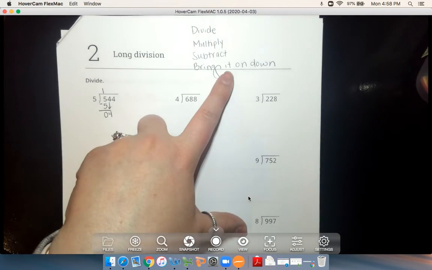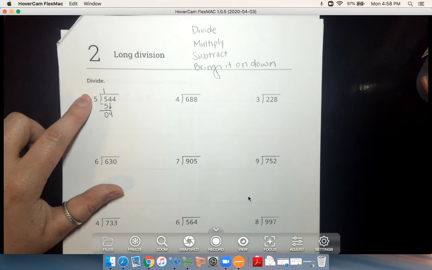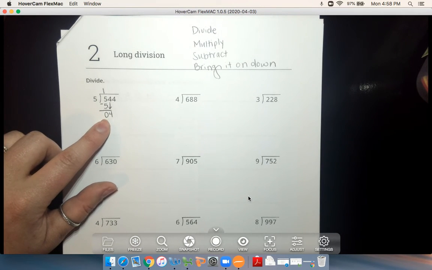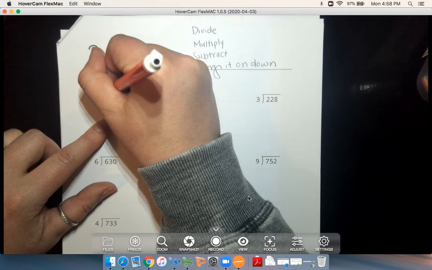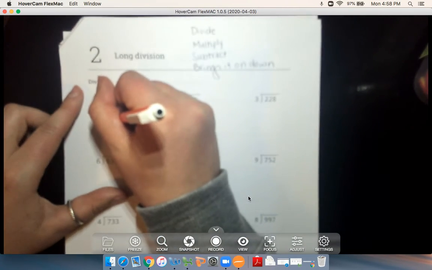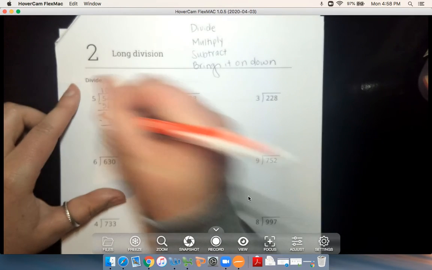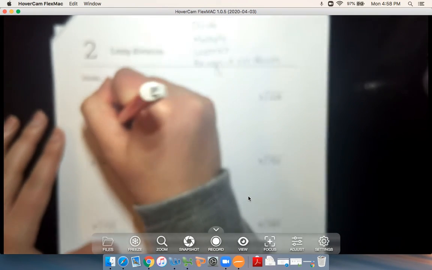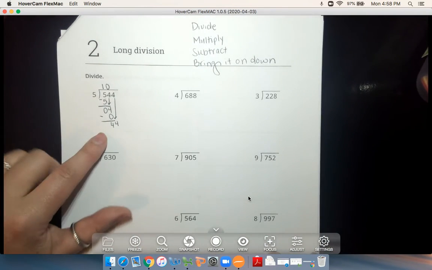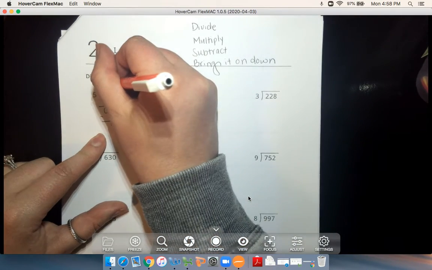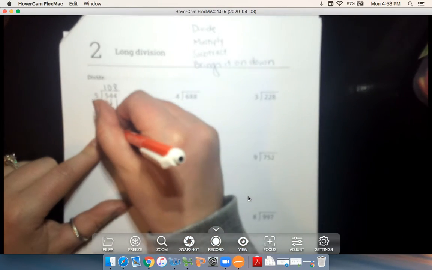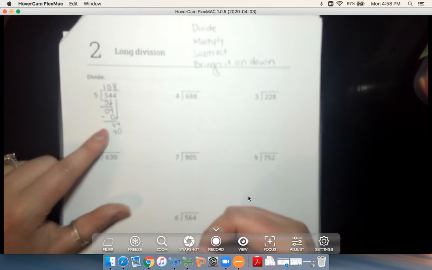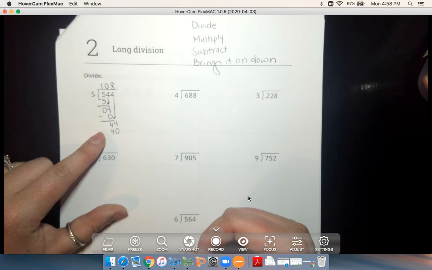Okay, bring it on down and bring it on back, right? So now I'm asking myself, how many 5s fit in 4? Well, none, right? 5 times 0 is 0. Subtract. Bring it on down and bring it on back. How many 5s fit in 44? Well, 5 times 8 is 40. 5 times 9 is 45, which would be too many.